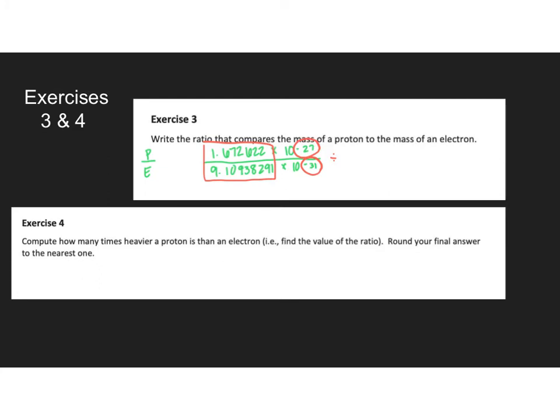All right, when you divide your numbers, you should get, I believe, 0.1836159. Okay, and then when we subtract our exponents, we're doing negative 27 minus negative 31. It's the same as saying keep, change, opposite. Negative 27 plus 31 is going to give us 4.